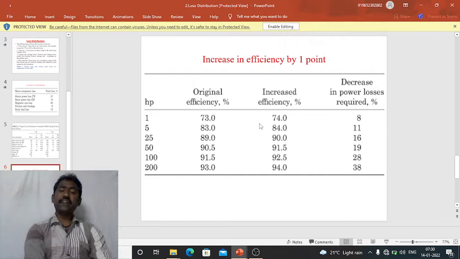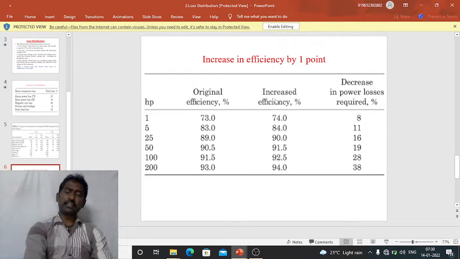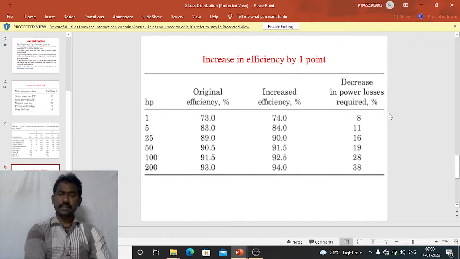So for an increase of 1% efficiency at various horsepowers, how the losses decrease is represented in this table. For 1 horsepower, if the efficiency increases from 73 to 74, then there is an 8% reduction of the losses. And if you consider 5 horsepower, with the efficiency increasing from 83 to 84, then the losses decrease by 11%.